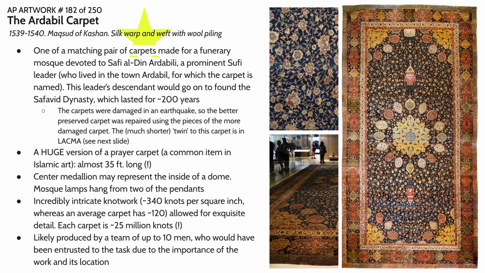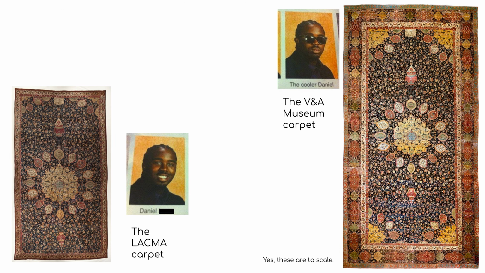So unfortunately, the carpets were damaged in an earthquake a couple hundred years ago. So the better preserved carpet was repaired using the pieces of the more damaged carpet. And so there's actually like this carpet right here, which is currently in the Victoria and Albert Museum in London, England. And then there is the smaller version of the carpet that is currently at LACMA. So this is to scale. Like you can definitely see where the parts of this carpet were kind of like Frankensteined over into this one right here in order to restore it.